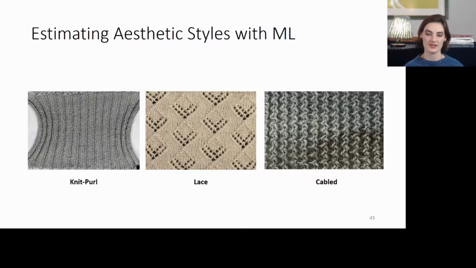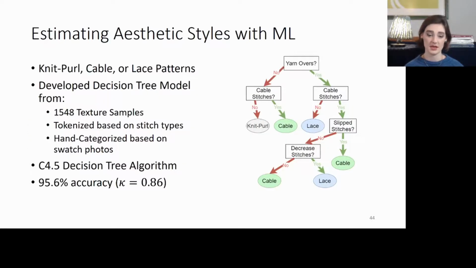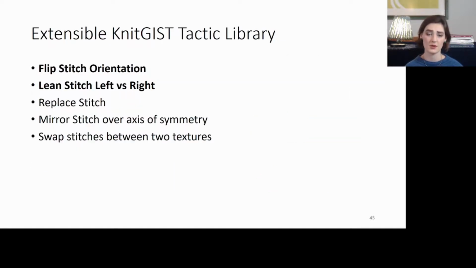Knitters tend to classify textures into knit purl patterns, lace patterns, and cabled patterns. So we took a sample of over 1,500 textures from an online database of knitting patterns, hand-categorized them based off of their swatch photos, and tokenized them to determine what stitches were used. Using a C4.5 decision tree algorithm, we were able to get an accuracy of 95.6 with a kappa value of 0.86.